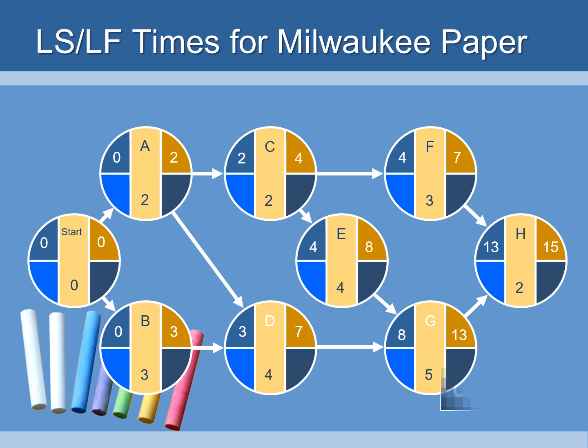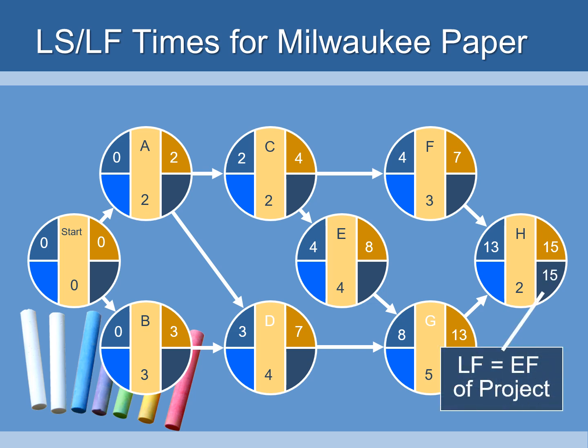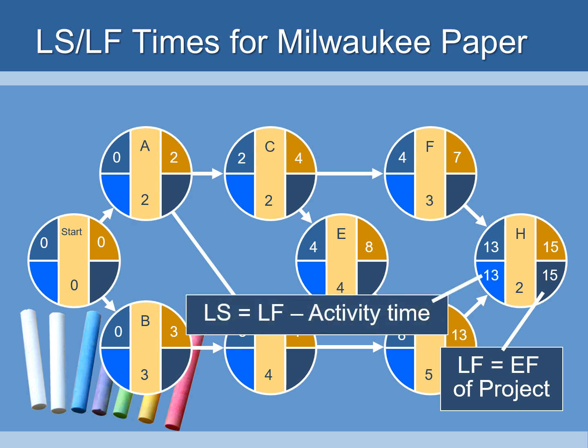So, looking at our example here, the latest finish date of the project will be 15. And you would do that with each of the steps and each of the square blocks for each step of the process. Latest start equals the latest finish minus the activity time. So it couldn't start more than 13 weeks, and the activity time is 2, so the latest finish is going to be 15.